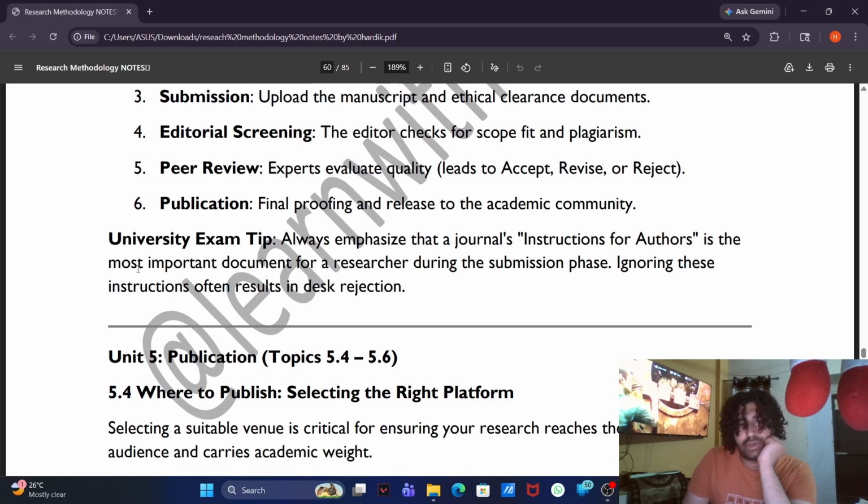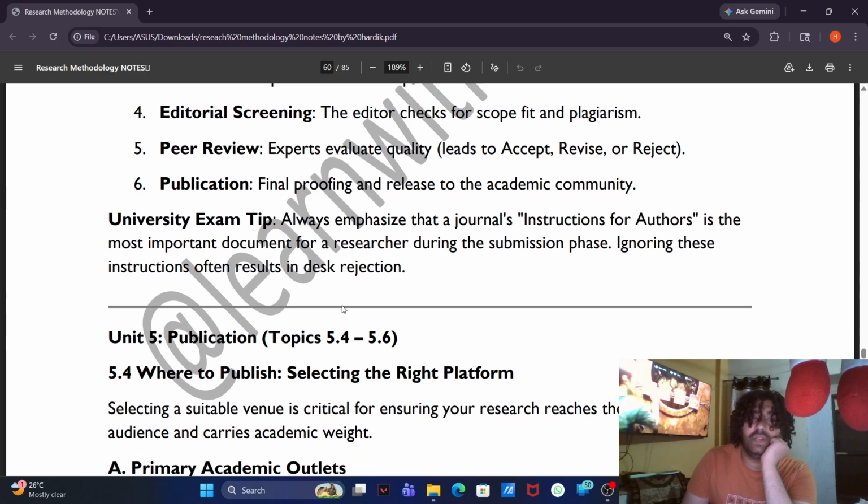Here's an important tip for you guys. Always emphasize that a journal's instructions for authors is the most important document for a researcher during the submission phase. Ignoring these instructions often results in desk rejection.